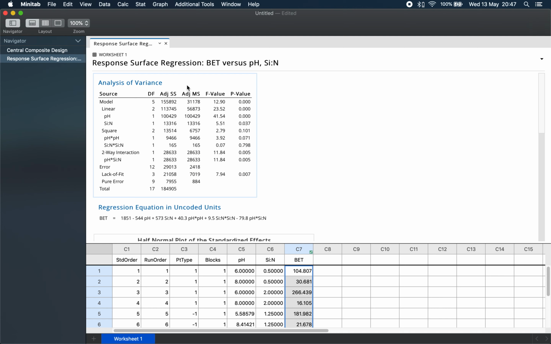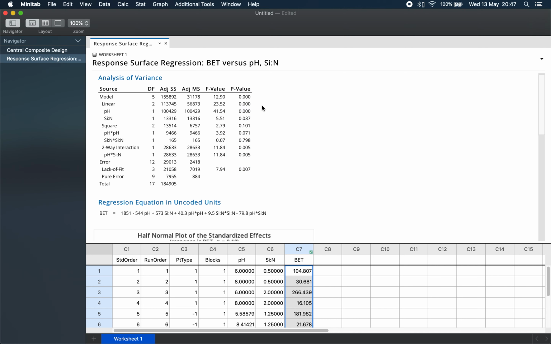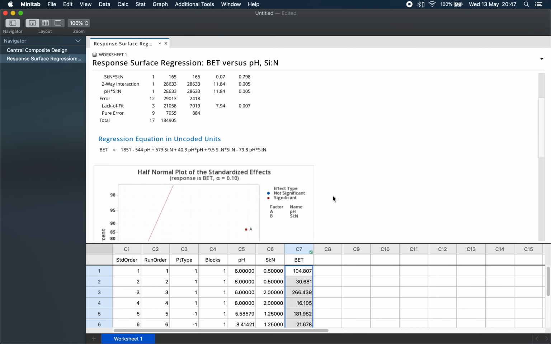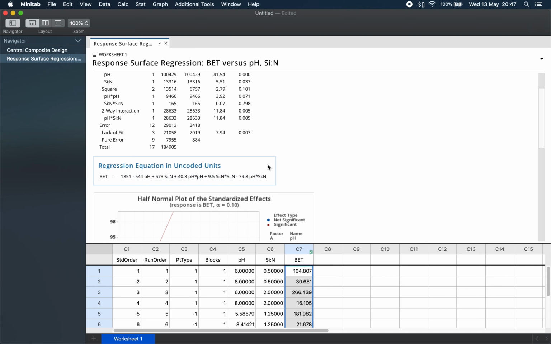The ANOVA, the analysis of variance, tells us that only factors with p-values less than our confidence level of 0.1 are statistically significant, which we can see from the half-normal plot to be factors A, B, AB, A squared, but B squared is not an important term. Had it been included without statistical test, then our model would have overfitted the response. It would have been too complex. Most importantly, we can get a mathematical model, the regression equation, that empirically shows the trend in response in our chemical system.